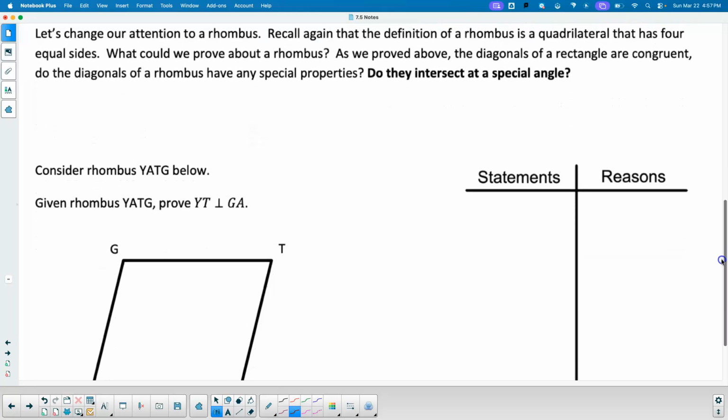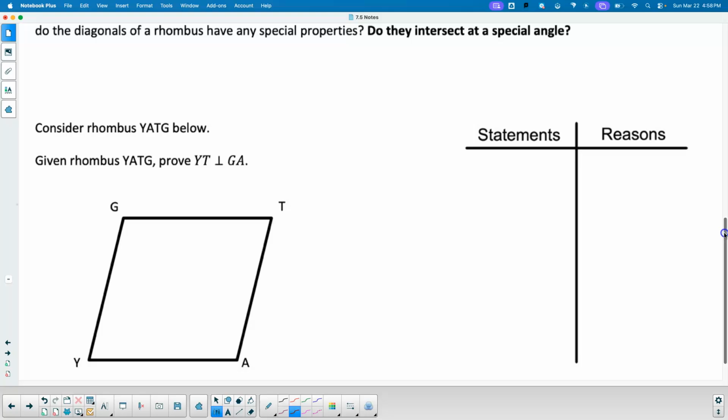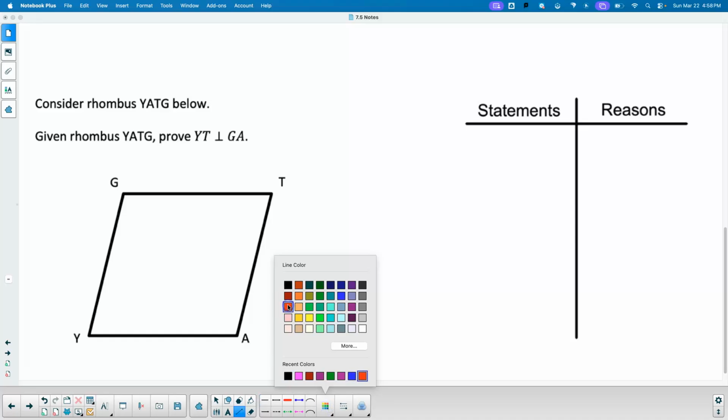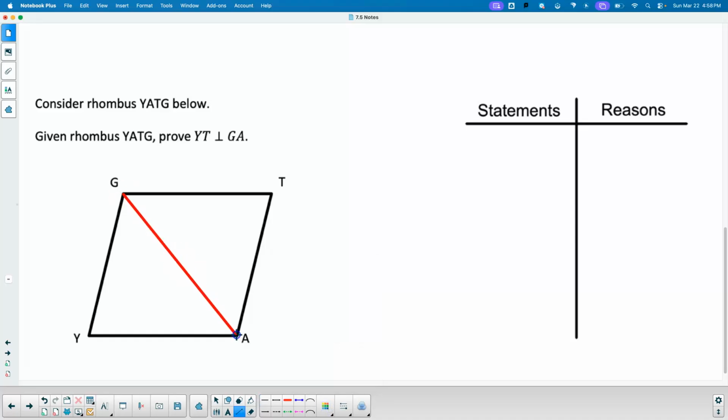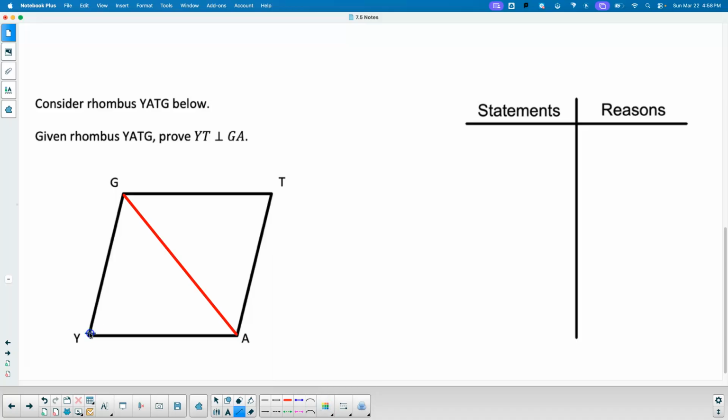Okay? Let's switch now to a rhombus. A rhombus, remember, is a quadrilateral with 4 equal sides. And what they're asking us to prove is whether the diagonals are in fact perpendicular. So let's first draw in our diagonals, GA and YT.